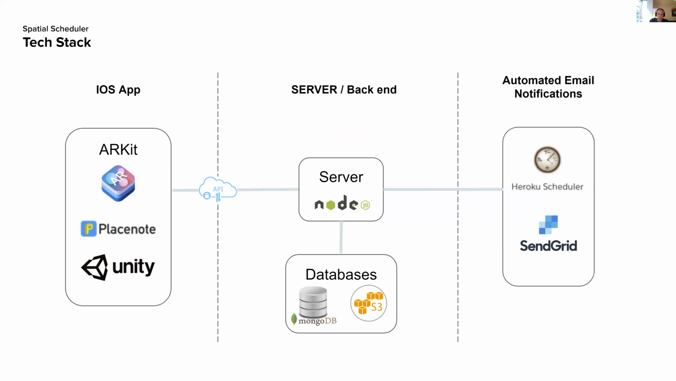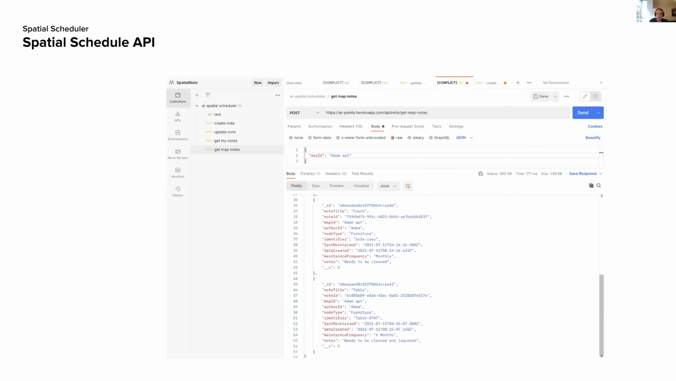The tech stack was quite involved, actually, I think. It was an iOS app built on ARKit, Placenode, and Unity. There was a whole backend server, Node.js, running with a database in the background, and then you had automated email notifications going on the other side. And this is a view of the backend showing these POST requests.